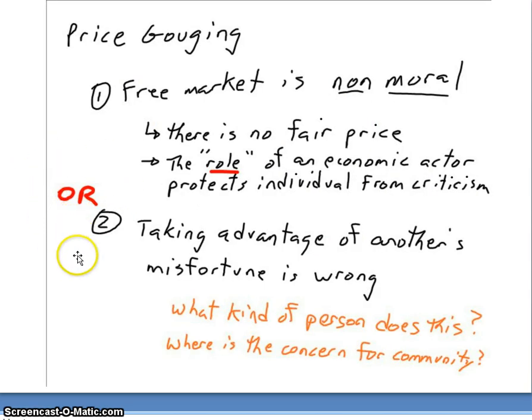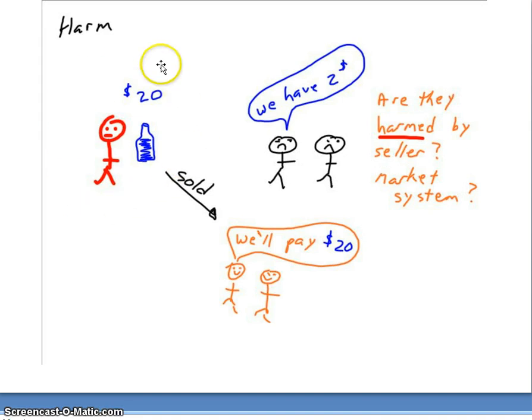Or we might take another stance, that taking advantage of another's misfortune is morally wrong. What kind of person does this, right? Where's the concern for the community? So we might want to blame this individual for causing harm. What kind of person does this? You've got a whole bunch of people in need, and this person is going to profit from the misfortune of others, and in a sense, deny what they are supplying to others, right? Who does that? And where is the community-oriented thinking? Where's the view, hey, I want to help my fellow citizens or community members, right?